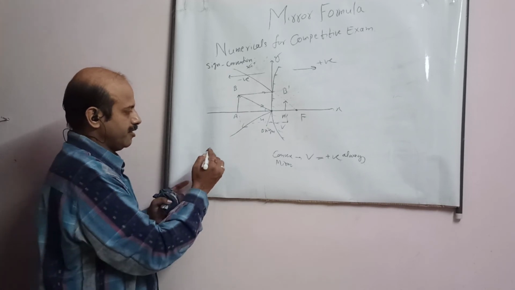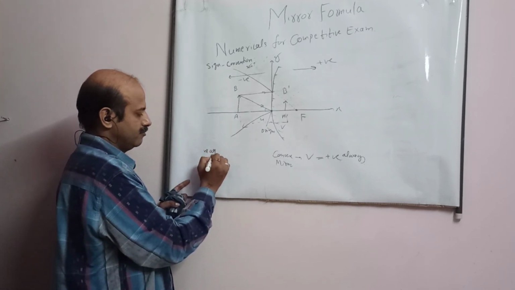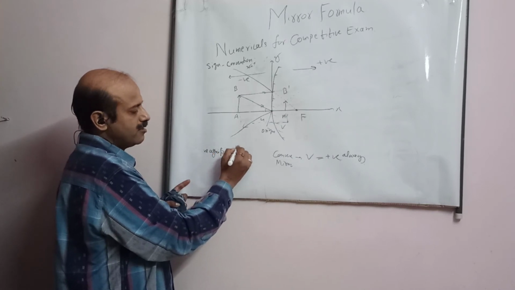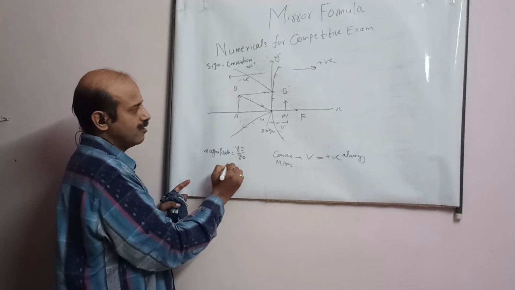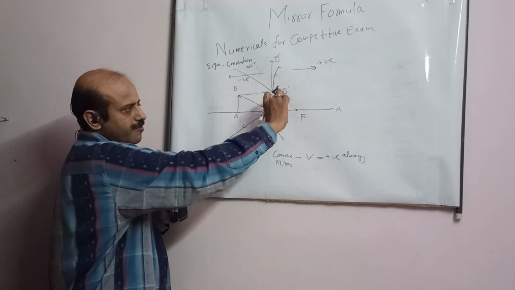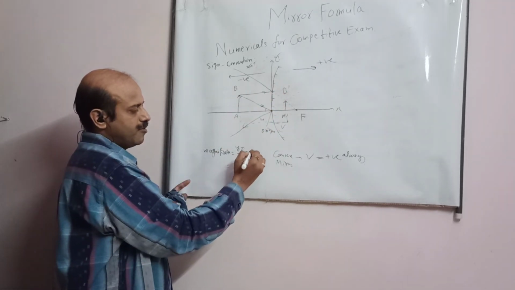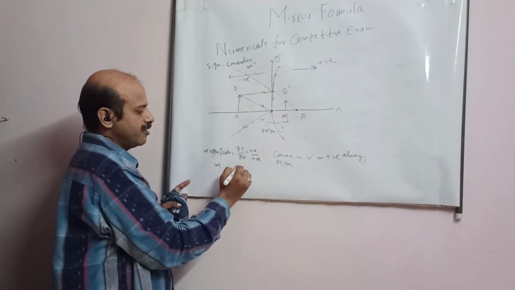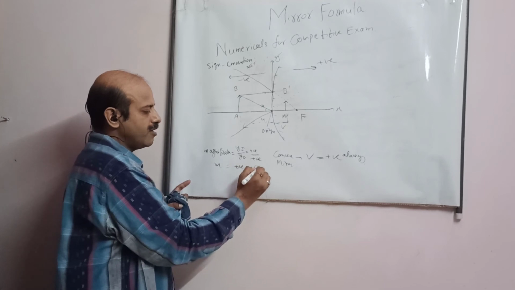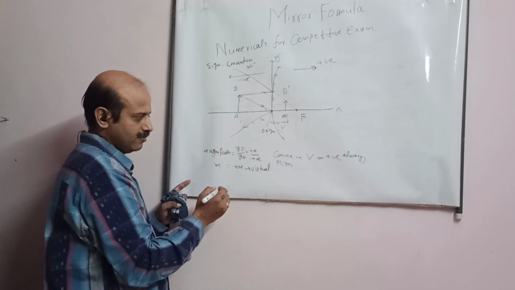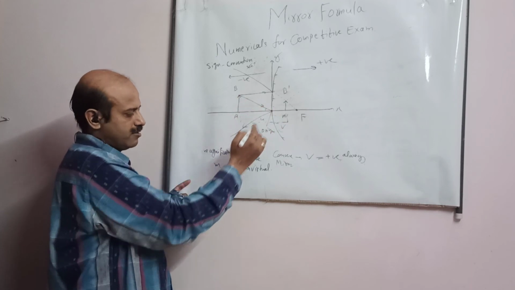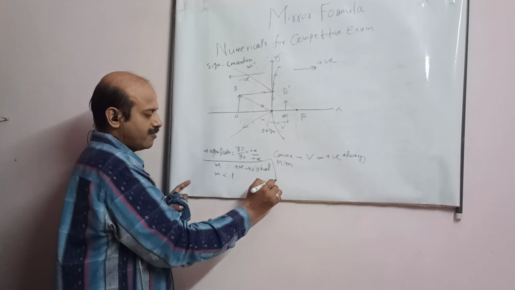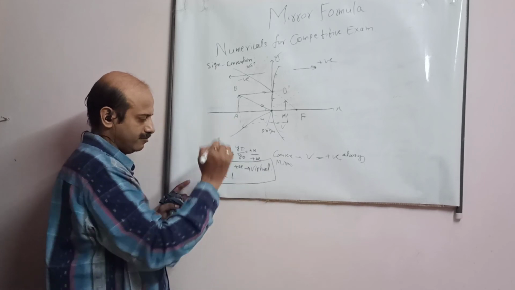Other is magnification. Magnification is height of the image over height of the object. So this is image height, it is positive, object height positive, so M will be positive, and M positive means the image will be virtual, student. And always the height of the image will be less and M will be less than 1. This is a permanent fact for the convex mirror.